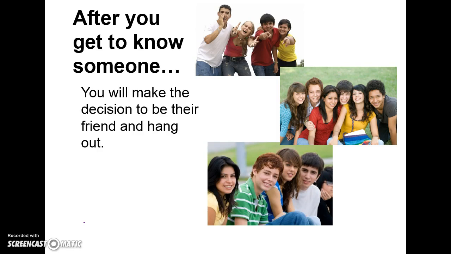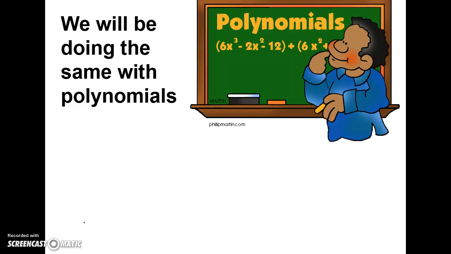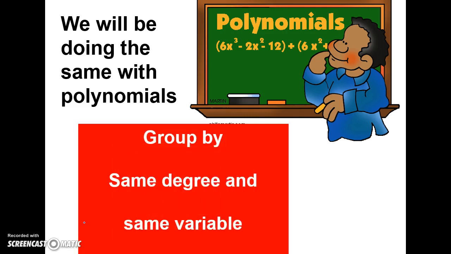I always like to make an analogy between mathematics and what you already know. You all have groups of friends, and when you get to know a new person, you decide whether or not you want to hang out with them. Usually you make that decision based on whether you have similar interests, like the same music, go to the same school, have the same class, things like that. Well, polynomials act the same way. They like to be grouped together with other polynomials that have the same variable or the same degree. What does that look like in the math problems we're going to be doing today?